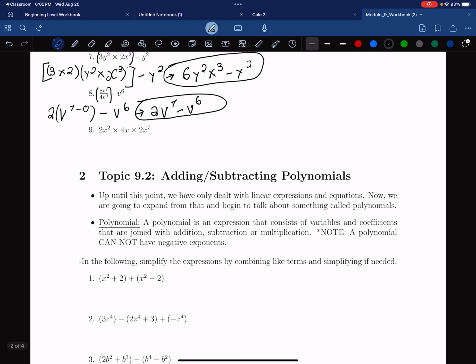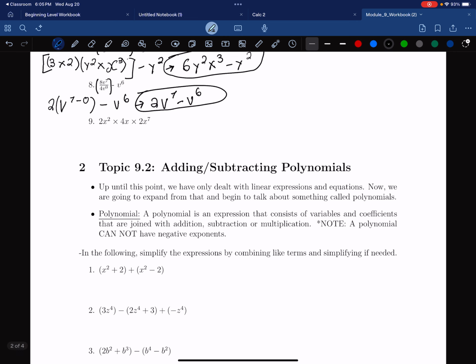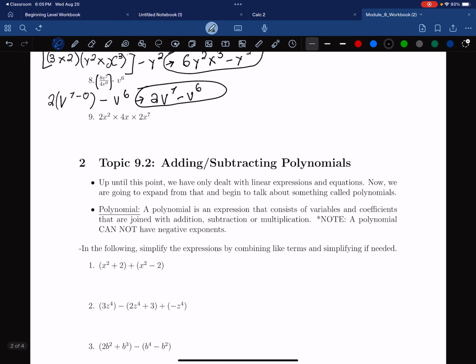And moving on to our last example of this section, we have 2x squared times 4x times 2x to the 7th. Now, as always, please pause the video and just work through this on your own to see if you can get to the correct answer. And now let's work through it together. So, using order of operations, since all we're doing here is multiplying, we're just going to move from left to right. So, starting off, let's focus on these first two here.